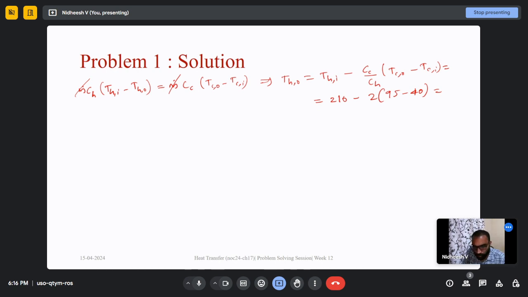Okay, so once we evaluate, we will get it to be 100 degrees Celsius. This is the unknown temperature of hot fluid at the outlet. So let's now write delta T log mean temperature difference for parallel flow heat exchanger equal to, again the previous expression, delta T1 minus delta T2 by logarithm of delta T1 by delta T2.